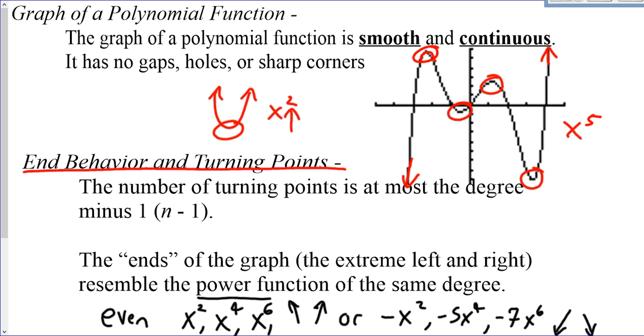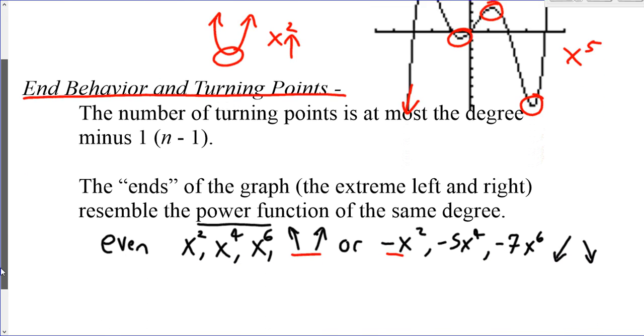I always like to just think of this like a parabola. I know that parabolas that have a coefficient in front of it that's positive are going to start high, end high. And when that a coefficient's negative, it's going to start low and finish low. And that's going to be consistent through all even degree polynomials.